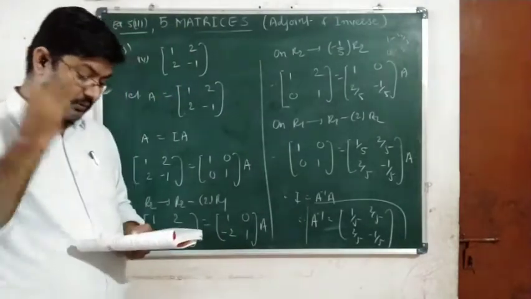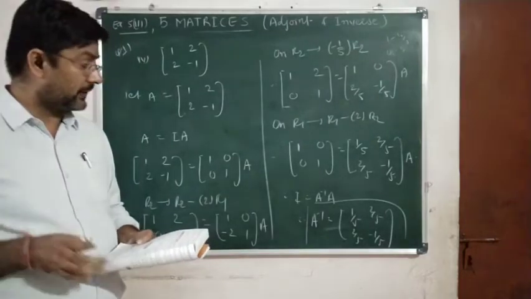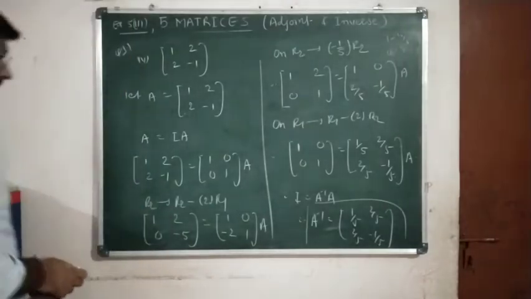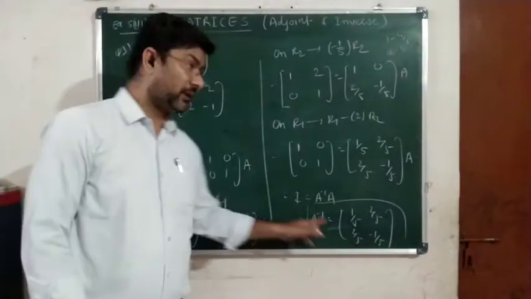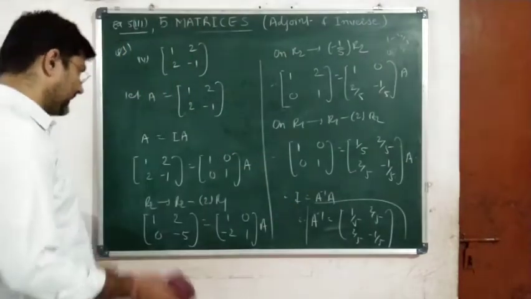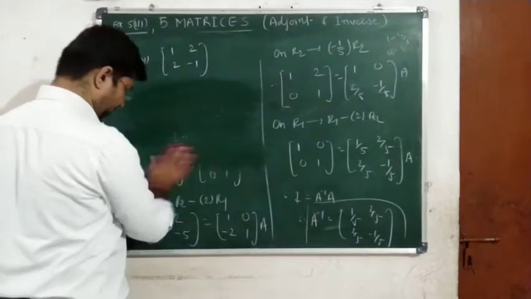In the textbook, the answer seems to be given wrong, 3, -4, 1, -1. So we can verify whether our answer is correct or not by simply multiplying A and A inverse. Let us check whether we are getting I or not. Then we will correct it in the textbook.